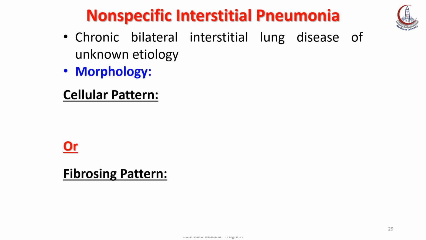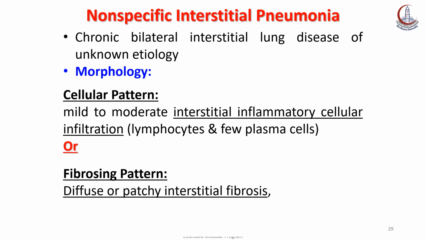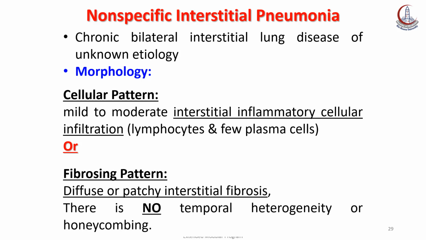Non-specific interstitial pneumonia is a chronic bilateral interstitial lung disease of unknown etiology. Morphologically, it is either cellular pattern or fibrosing pattern. Cellular pattern means inflammatory infiltrate, which is mild to moderate interstitial inflammation, mostly by lymphocytes with very few plasma cells. Or fibrosing pattern, which is diffuse or patchy interstitial fibrosis. There is no temporal heterogeneity or honeycombing like in IPF.